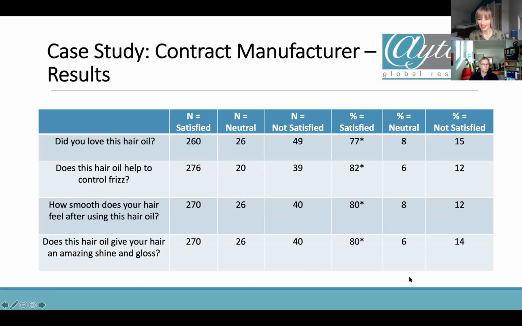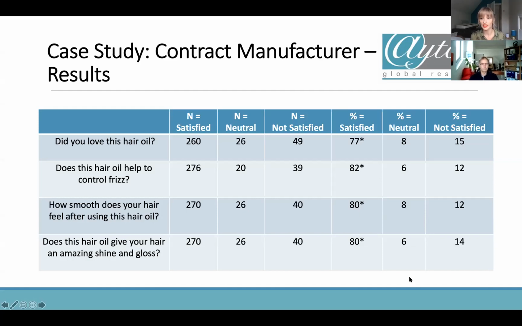So to make it really clear, did you love this hair oil? If you go across to column 4, you can see that 70% of people agreed that they did love the hair oil. And we can do that throughout the rest of the claims as well. So 82% of people agreed that it helped control frizz, 80% of people agreed that the hair feels smooth, and 80% of people agreed that it has amazing shine and gloss.